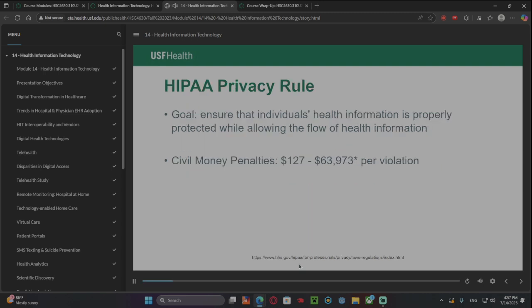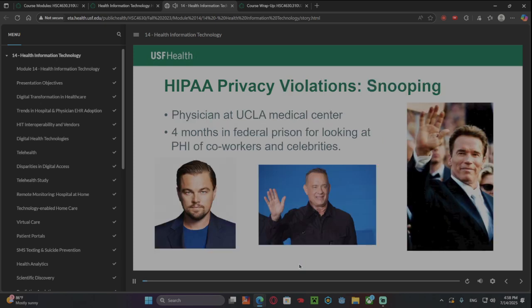The HIPAA privacy rule is one of the major parts of the regulation. The goal is to ensure that individuals' health information is properly protected while allowing the flow of health information. There are major civil money penalties associated with the HIPAA privacy rule, and violations can go from $127 all the way up to almost $64,000 per violation. HIPAA privacy violations are taken very seriously.